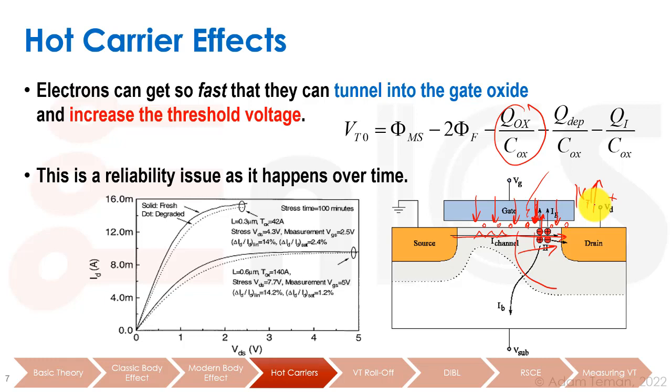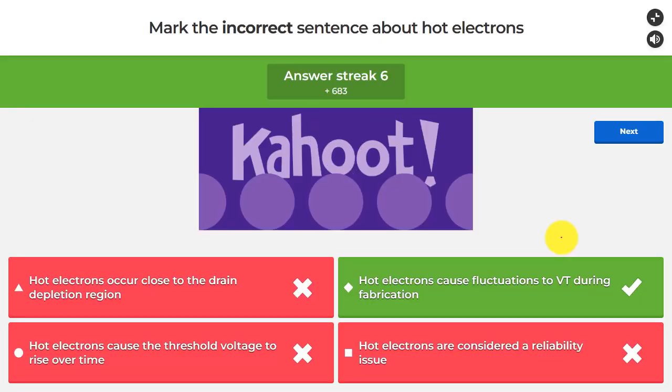Now this is a reliability issue. It happens when we use the transistor where you have a lot of current going over time through here with a high drain voltage, and there's a higher probability, since we have current going for a lot of time, that every once in a while one of these charges will get stuck. So it's a reliability problem. And that is exactly the answer to the Kahoot.